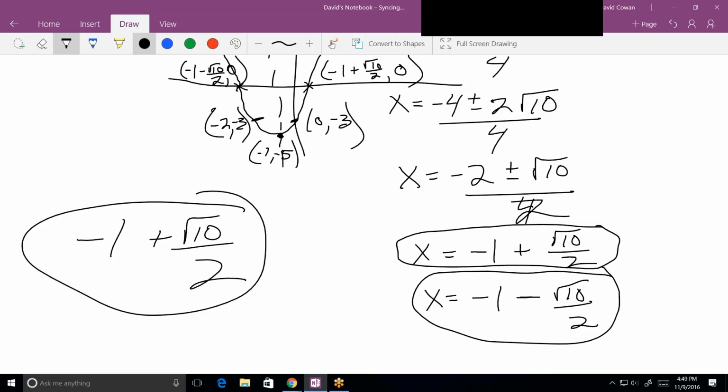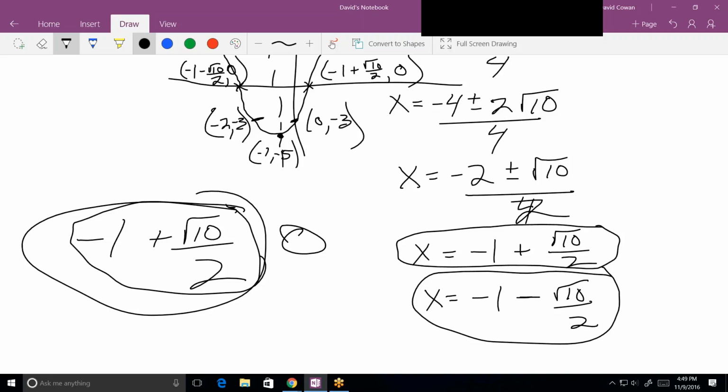I could convert it to decimals, but then I'm rounding it off. And typically they don't want you to do that anymore once you get to Algebra 2. They want the answer written like this. But if you write it like this, make sure you put the y-coordinate in there. That's the x-coordinate only. So now we have our 5 points.